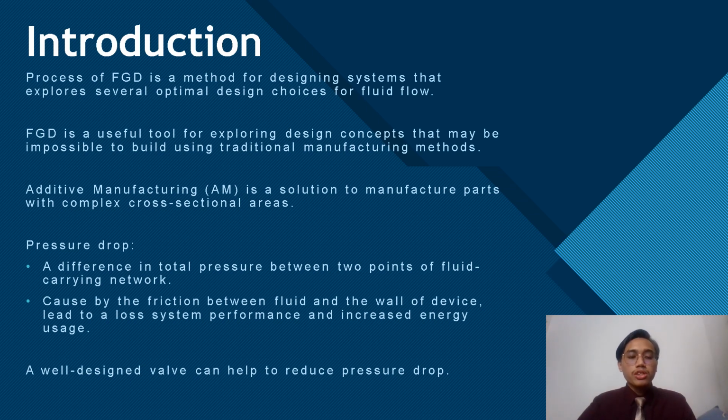Next, pressure drop. Pressure drop is a phenomenon that may occur in process pipe systems. Basically, pressure drop is a difference in total pressure between 2 points of a fluid carrying network and is caused by friction between the fluid and the wall of the device, which will lead to a loss of system performance and increased energy usage. A well-designed valve can help to reduce pressure drop.